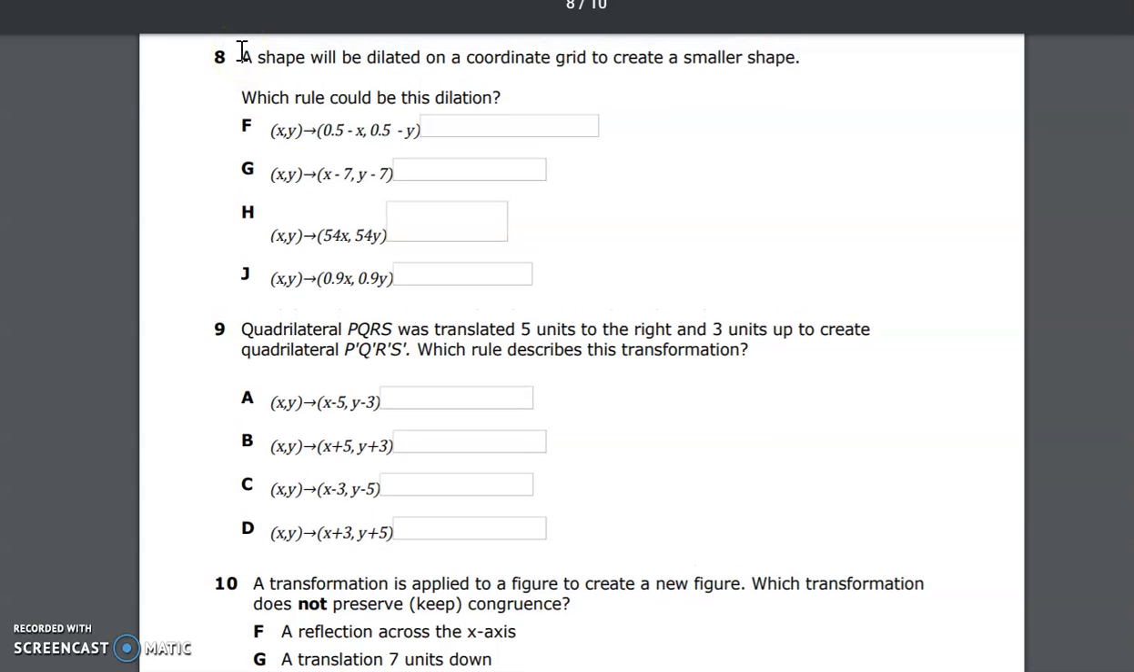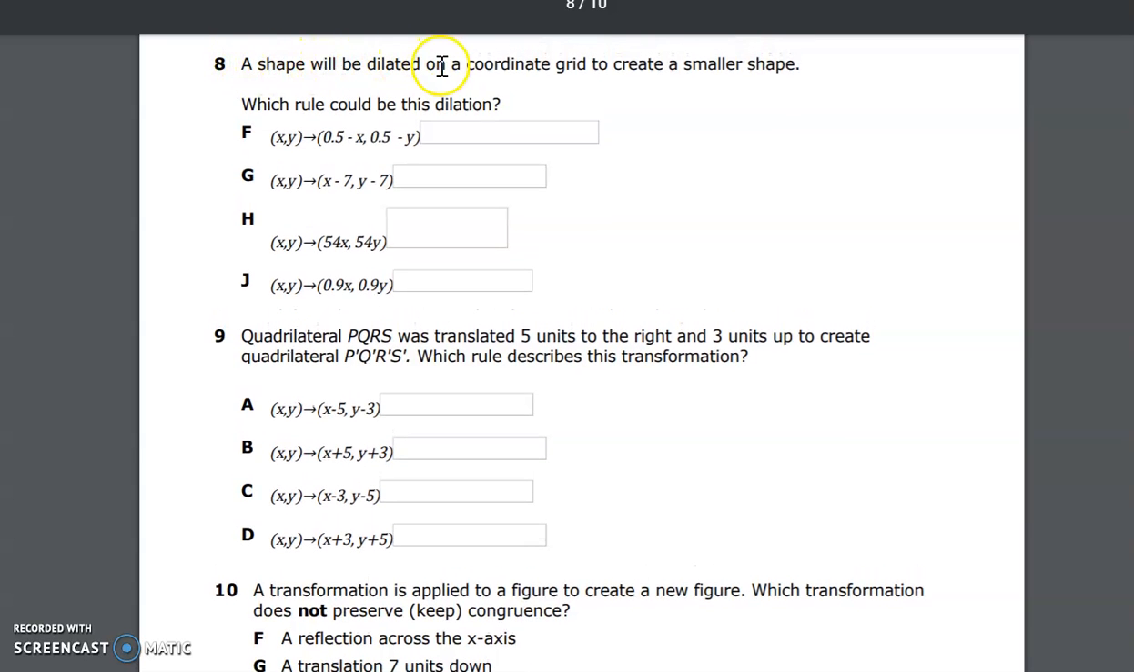Number 8, a shape will be dilated on the coordinate grid to create a smaller shape. Which rule could be this dilation? So which of these will be a reduction? Which of these is a reduction?